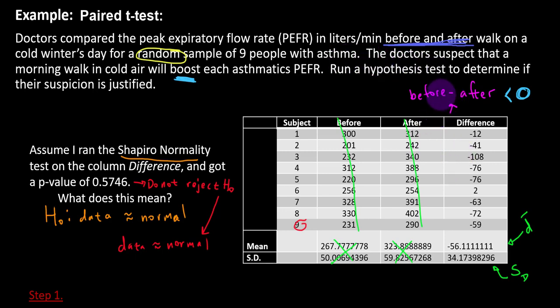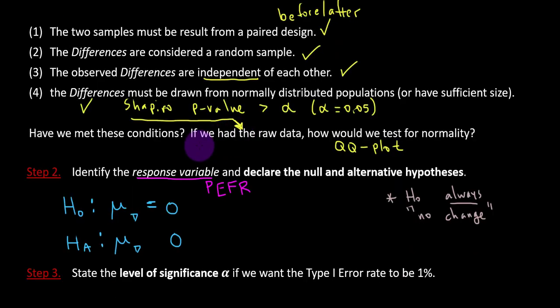So the before minus the after, since the afters are suspected to be larger, should result in negative values. So I'm going to take this less than symbol and translate it all the way down here. So we are doing a left-tailed alternative hypothesis here because of the way that the differences were computed.